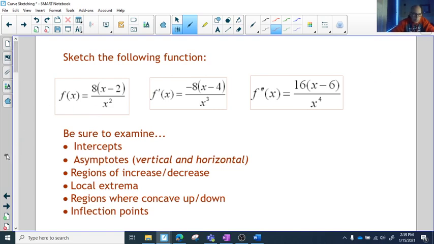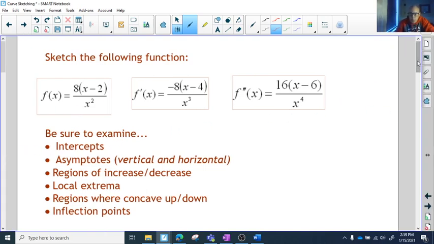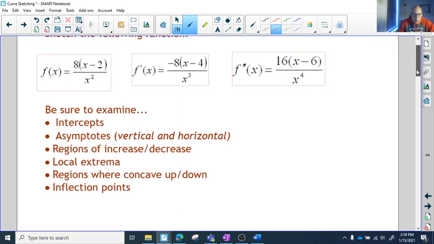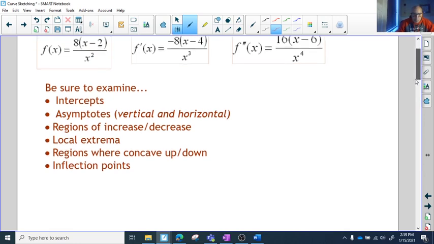Alright, so I'm going to go through the curve sketch from start to finish, put all my information together, and then draw what I believe this graph should end up looking like. So I'm going to start with intercepts. Intercepts are found by taking your original function and determining what would make it equal to 0. What would make y equal 0, which is your f of x, and then find your y-intercepts by substituting 0 for your x.